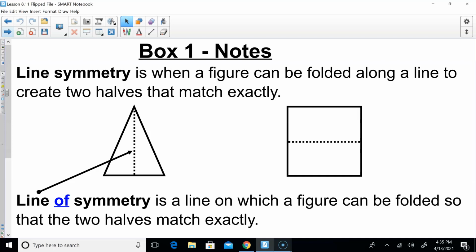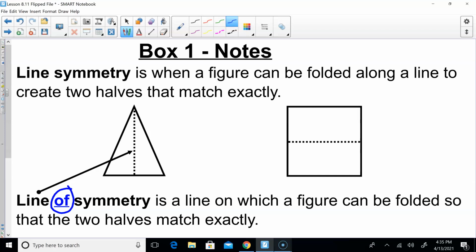The line of symmetry, now notice how the "of" is highlighted in blue. So what's the difference? The line of symmetry is the actual name of the line on which a figure can be folded so the two halves match exactly. So I could also draw another line that could be another way, but we have to remember when we fold them, they have to be an exact match. Not the same shape, but an exact match as you folded it over.